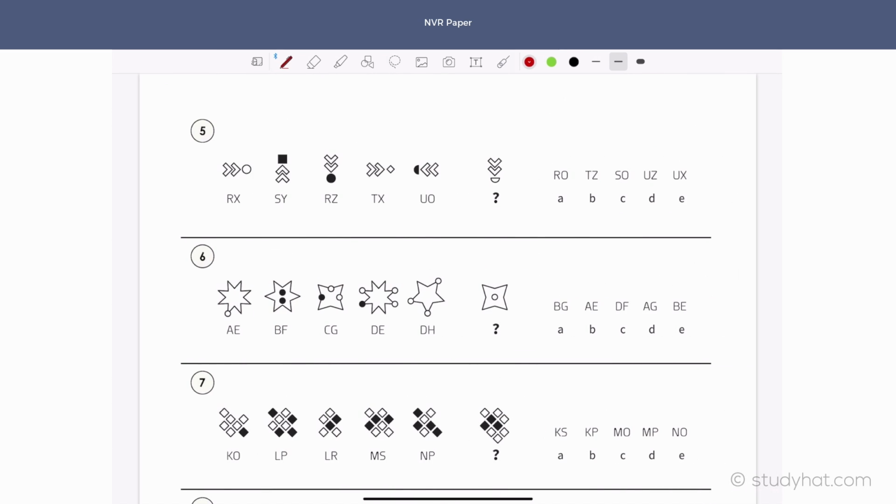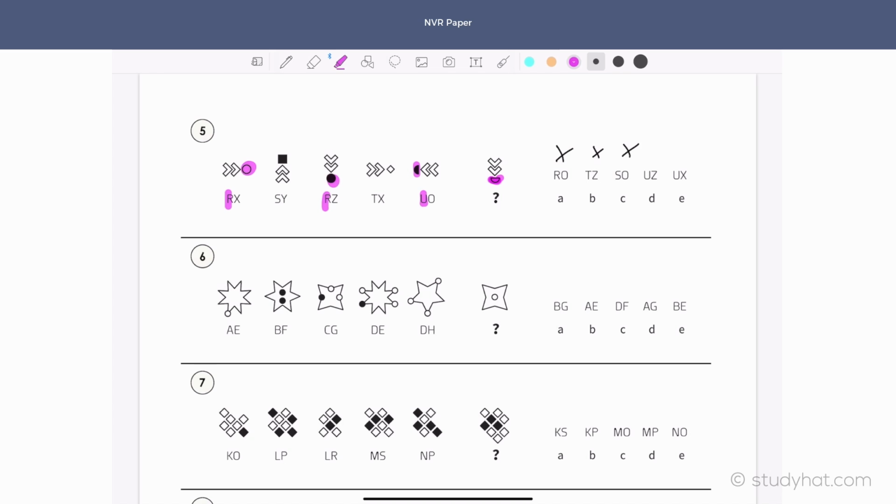Okay, question 5. Let's find 2 that start with the same letter, R and R. So what is the common here? Well, they've both got a circle at the end of the arrows. Here we've got a semicircle at the end of the arrows, which means we would want a U to start us off with.